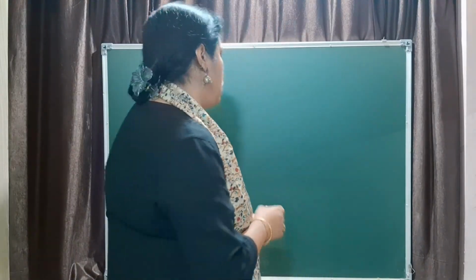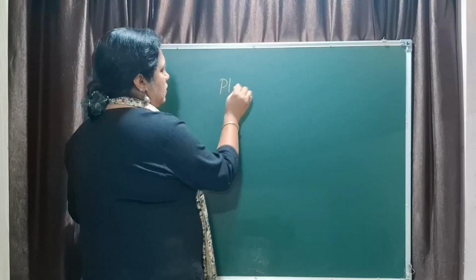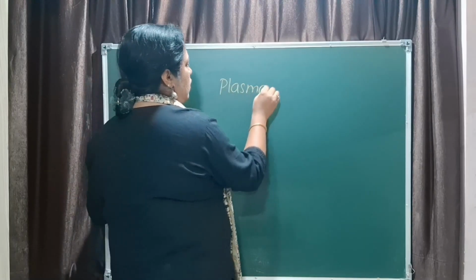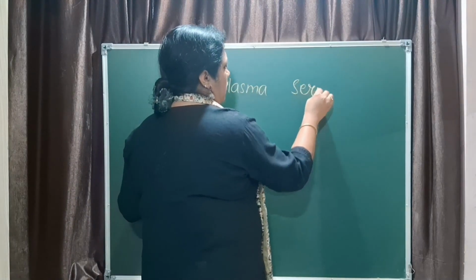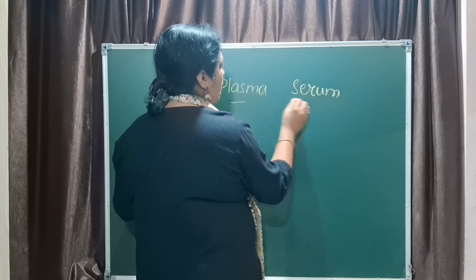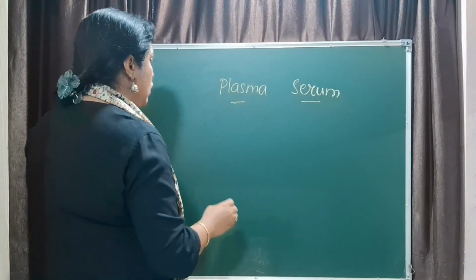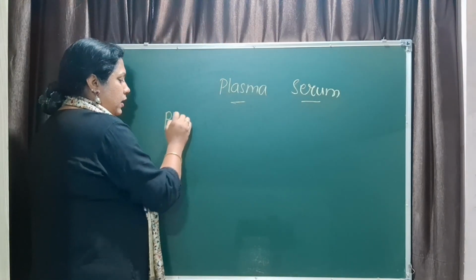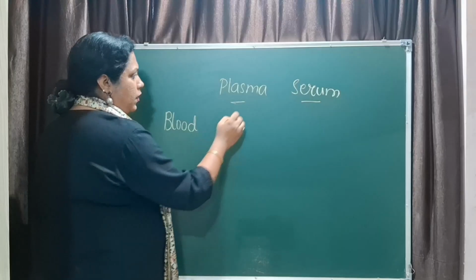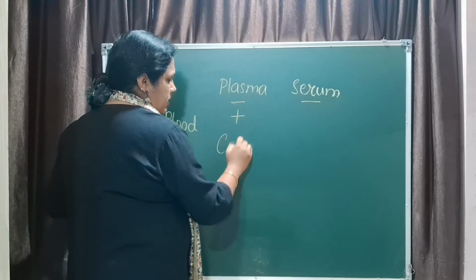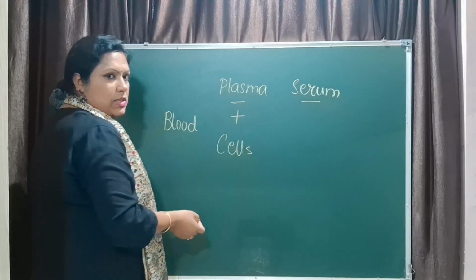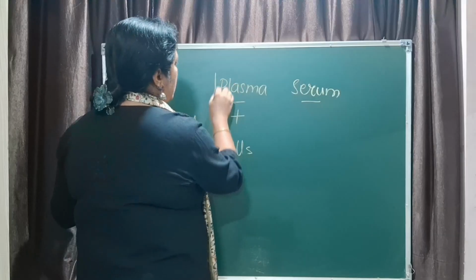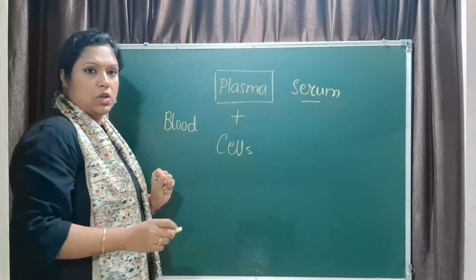There are two terms that you should know. One is called plasma and the other one is called serum. Both of these are the fluid part of the blood. So the blood contains two components, as we have already studied, plasma and the cells, along with the dissolved proteins in plasma, which help in coagulation.